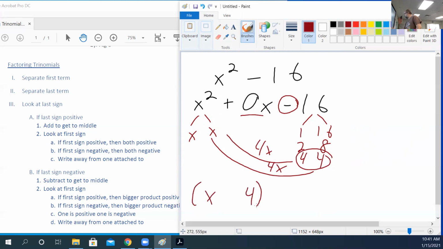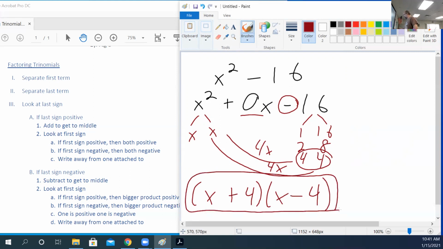x and 4, x and 4. One will be positive and one will be negative because we're in group B. And a good old difference of 2 squares. A little abbreviation. Hopefully you're okay with that.